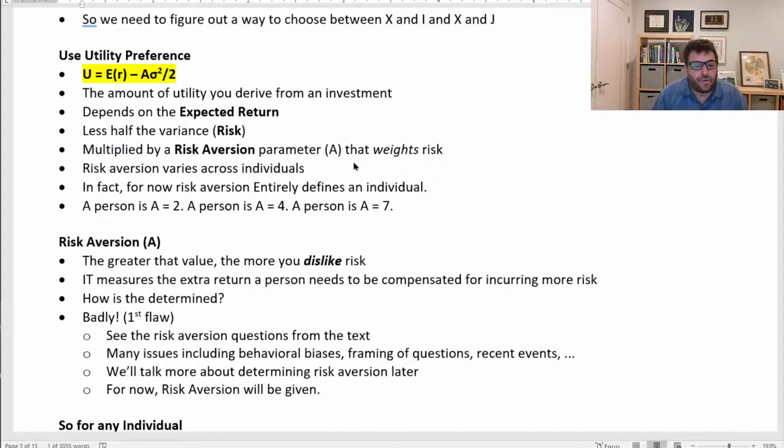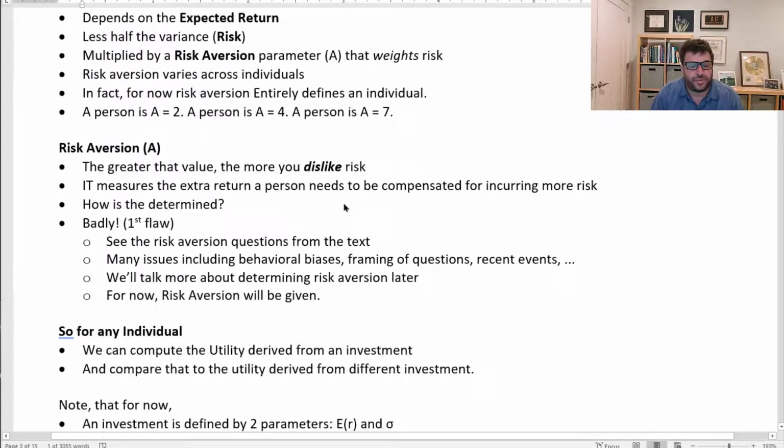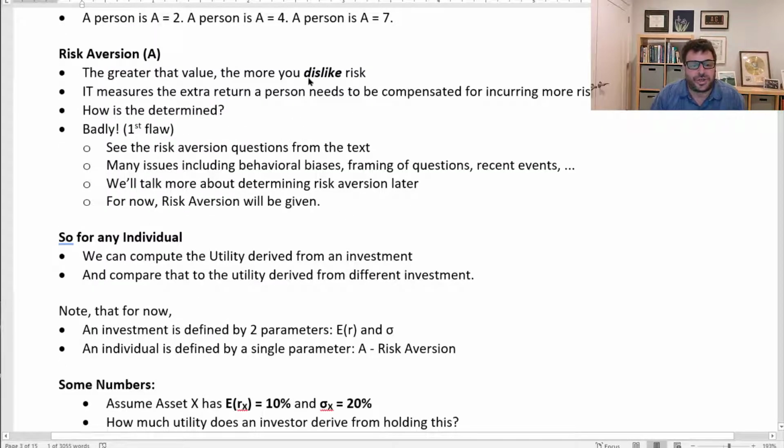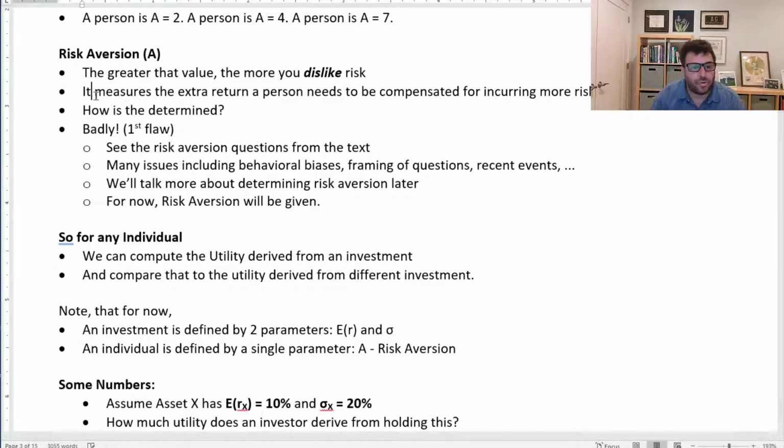So for now, risk aversion varies across individuals, and for now, risk aversion entirely defines an individual. One person is A equals 2, a person is A equals 4, a person is A equals 7, and the only information I have about a person is their level of risk aversion. And the greater the value of risk aversion, the more you dislike risk, you are averse to risk. And it measures the extra return a person needs to be compensated for incurring more risk.